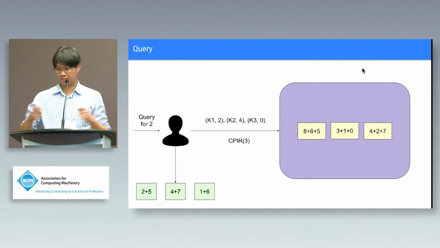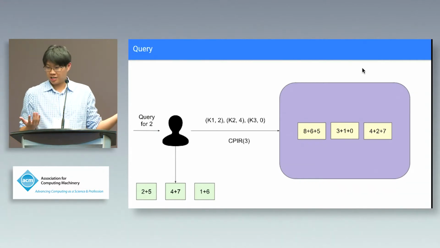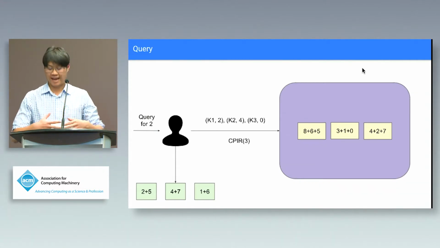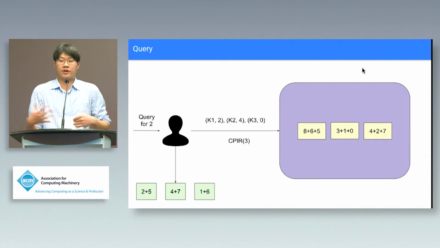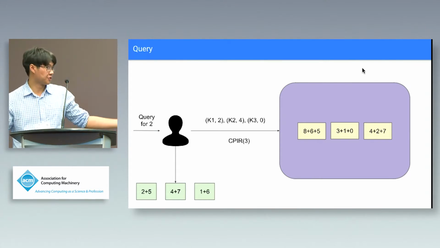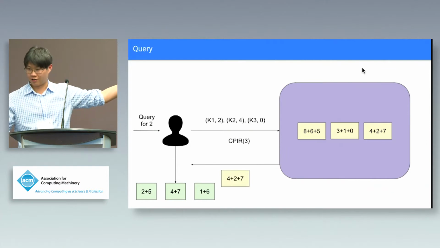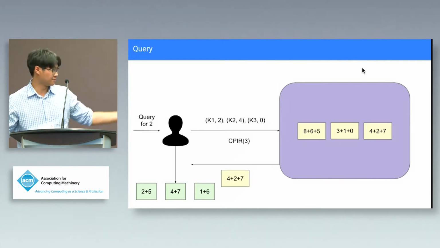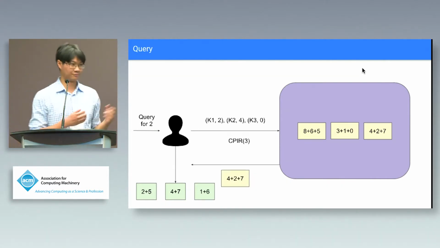We represent all the blocks in some field. And what we've essentially done is we reduced, let's say, PIR on n items to a PIR of square root n items, right? And now you just run the PIR on these items, you get the result, which is the 427. Subtract the 4 and 7, you get 2. You get the block for 2.